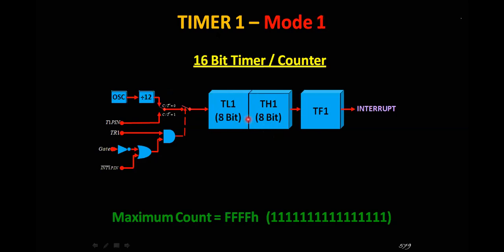And this is mode 1, timer 1 mode 1. This is 16-bit timer counter mode. This is 8-bit and this is 8-bit. And this is the maximum value it can count.